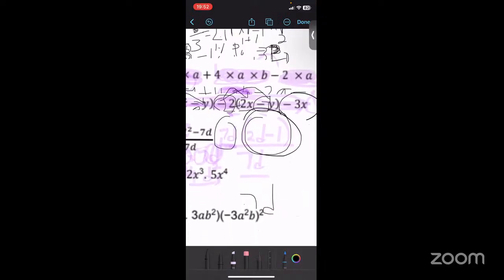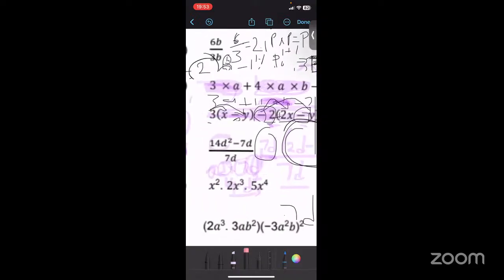But if we had something like this, which is the same as this one over here, we were not able to cancel because there's a minus in between. But if there were brackets in here, we would gladly cancel that like this.